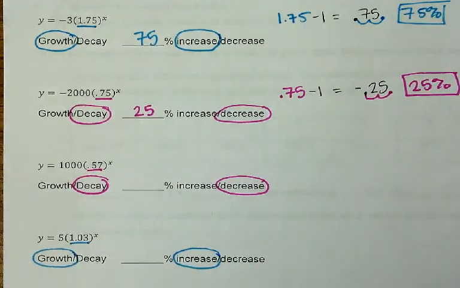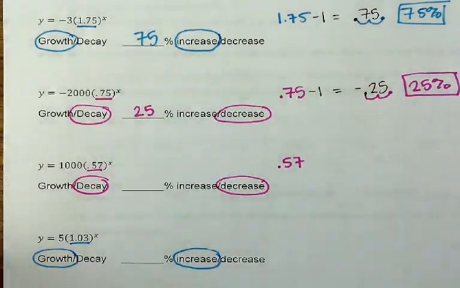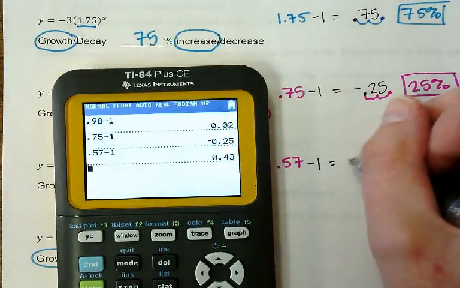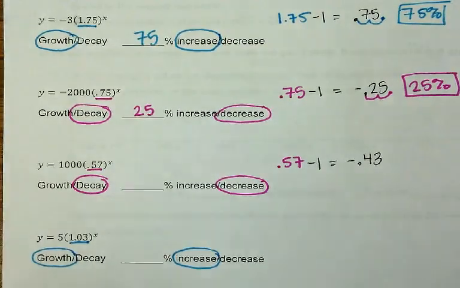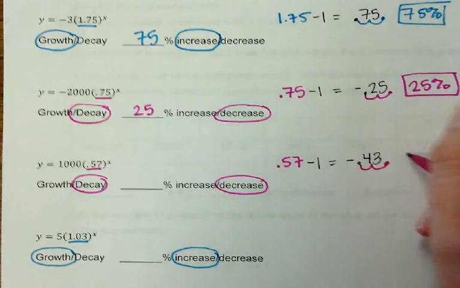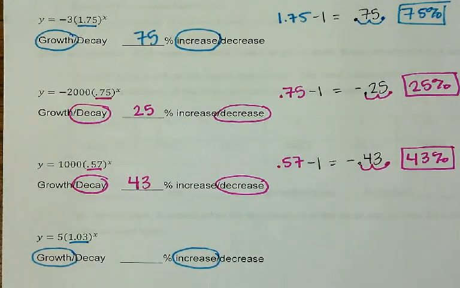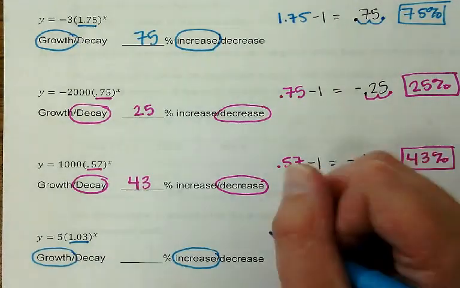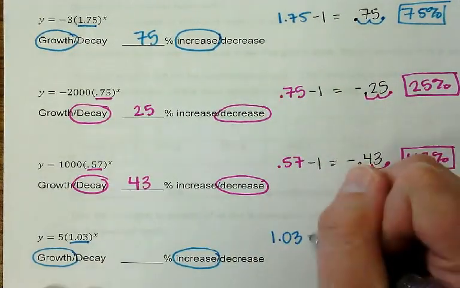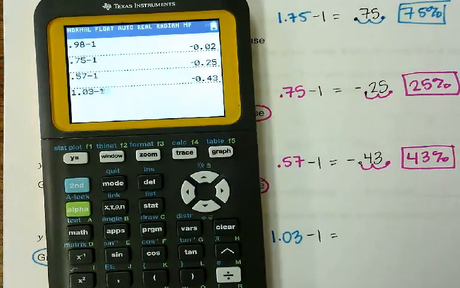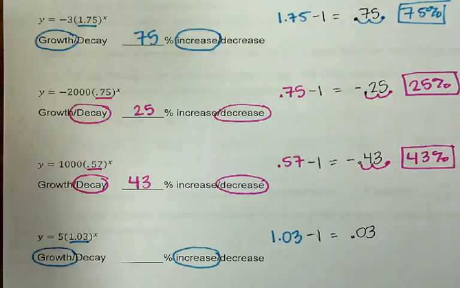So you always take your 0.57 minus 1. Ooh, this is going to be a negative value because it's decay. So that is a 43% decrease. All right? We have a 43% decrease. And last but certainly not least, we take our value here, 1.03. We subtract our 1. This is a little bit easier, I feel like. You don't necessarily have to do it on the calculator. You get 0.03. It is positive because it's growth. We move that little decimal point twice, and we get a 3% growth.